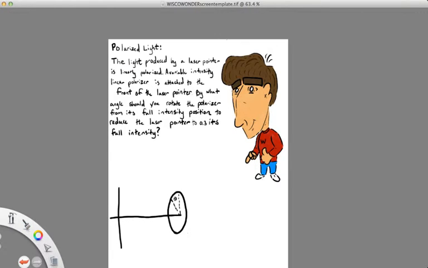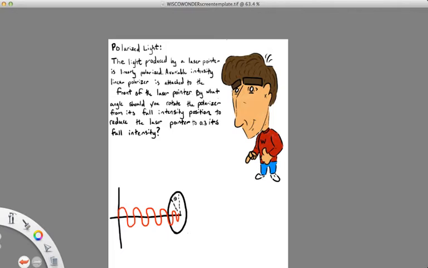So it says the light produced by a laser pointer is linearly polarized. So that just means that it's moving in one plane like that. And then a variable intensity linear polarizer is attached to the front of the laser pointer over here. Or we'll say it's this guy.